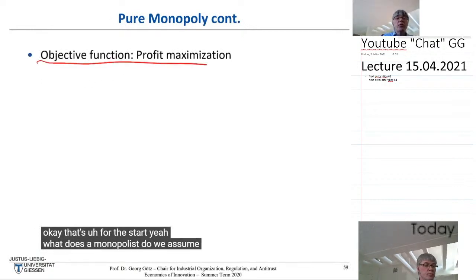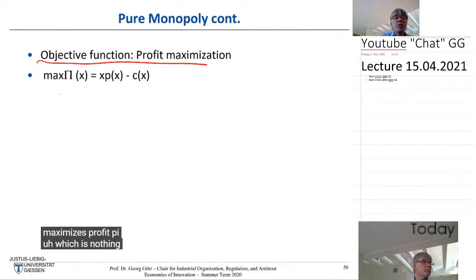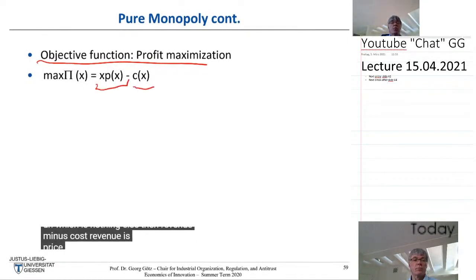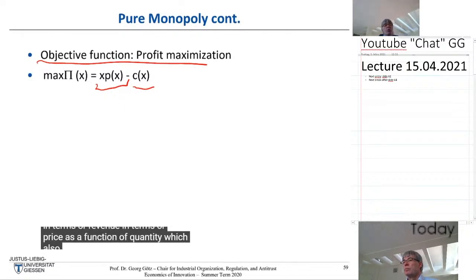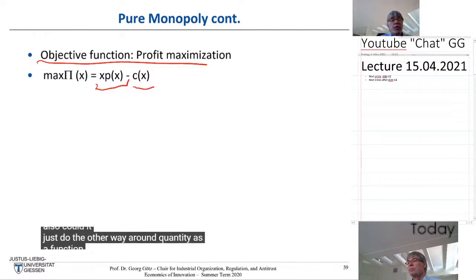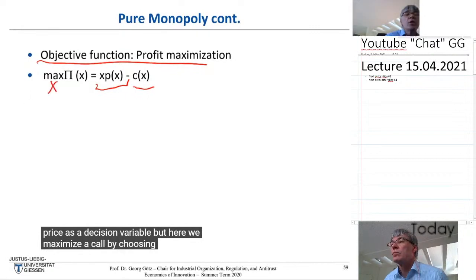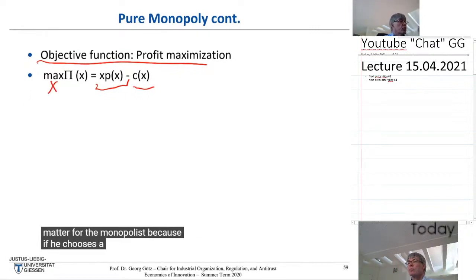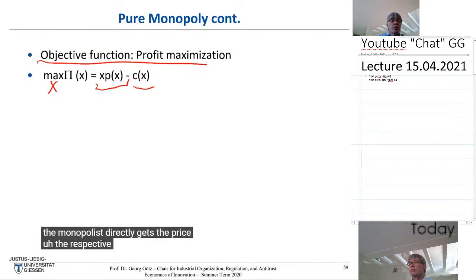What does a monopolist do? We assume that a monopolist maximizes profits, and then it's straightforward. It maximizes profit pi, which is nothing else than revenue minus cost. Revenue is price times quantity, or as it is put here, quantity times price. Here I put revenue in terms of price as a function of quantity. We also could just do the other way around, quantity as a function of prices, and take price as a decision variable. But here we maximize by choosing X. It doesn't matter for the monopolist, because if he chooses a quantity, the monopolist directly gets the respective price from the demand curve.